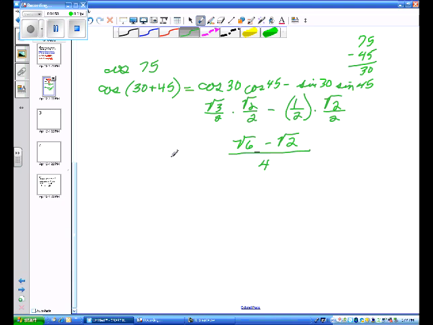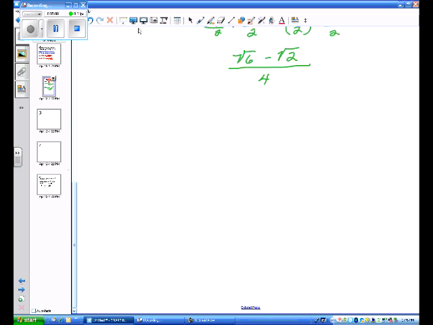Let's do another one. And let's do one with radians. Let's do the cosine of pi over 12. Now you might say, well, I don't know how to figure out what angles to use. Again, we're going to add or subtract 45. And if you remember, in radians, 45 was pi over 4.